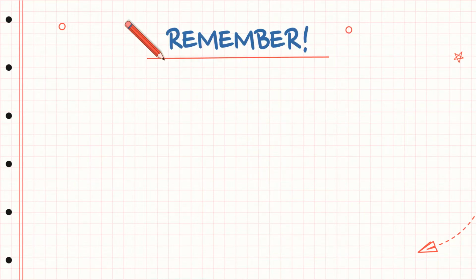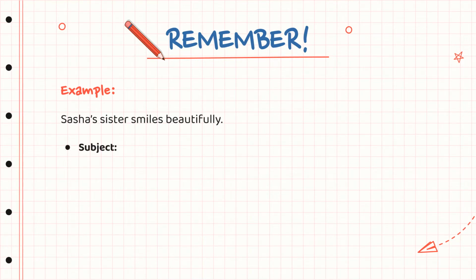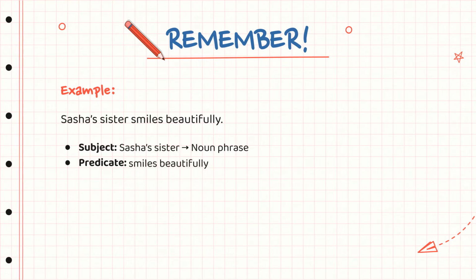After knowing the definition of independent clause, a subject, and a predicate, now I will show you an example of independent clause along with its subject and predicate. The example is, Sasa's sister smiles beautifully. The subject in this independent clause is Sasa's sister, which is in the form of noun phrase. And the predicate in this independent clause is smiles beautifully, which is in the form of verb phrase.